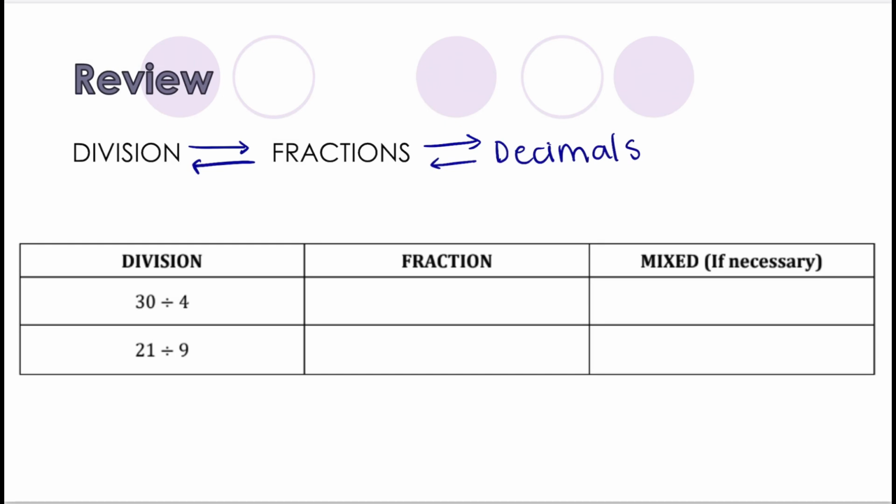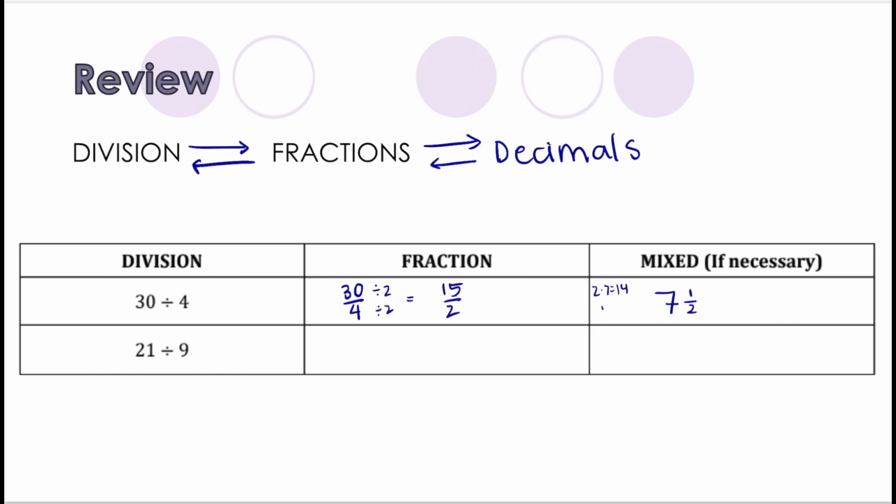So this first one, I have 30 divided by 4. As a fraction, it would be 30 over 4. But I can simplify it. Both of them are divisible by 2. So that becomes 15 over 2. So that would be my fraction. Because the numerator is larger than the denominator, I am going to change it to a mixed fraction. 2 can go into 15 7 times. You can see 2 times 7 is 14. Which means that we'll have 1 left over to make it to 15. So my mixed fraction is 7 1/2.